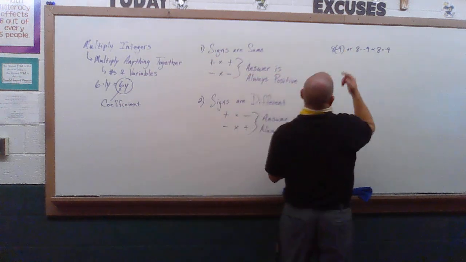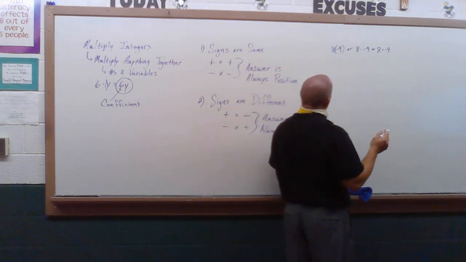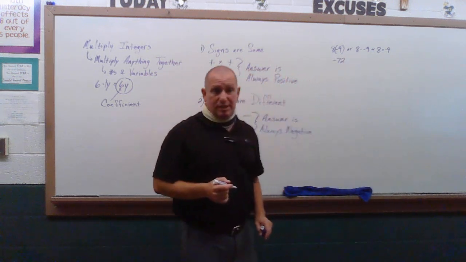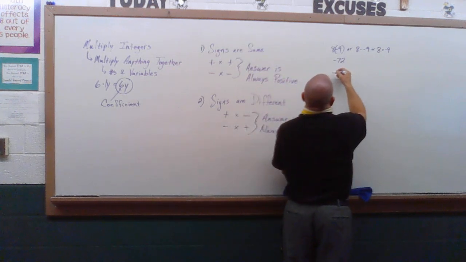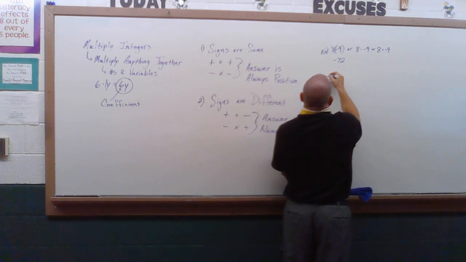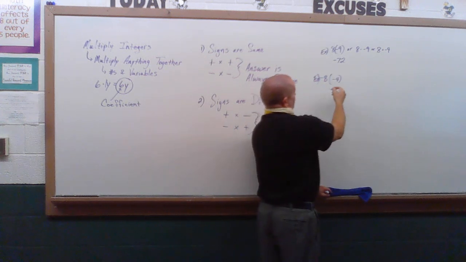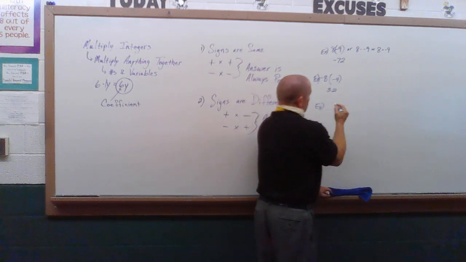So 8 times -9. Positive or negative answer? Negative, because there's a negative in the problem. So we get -72, right? It doesn't matter which one comes first. Okay? -8. I've been using 8 a lot. Times -4. What do I get? 32. Awesome, 32, right? So then we throw in some variables in there.